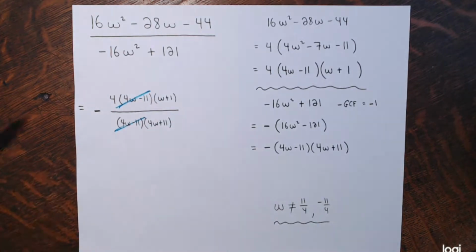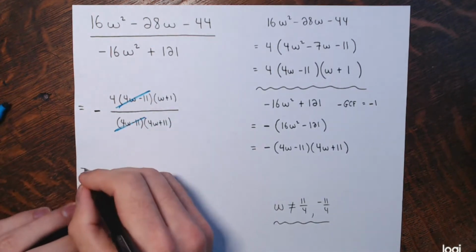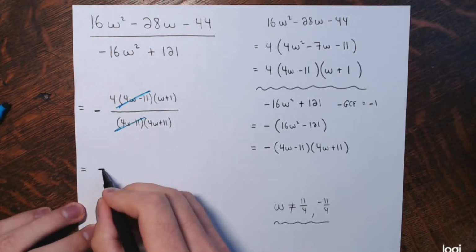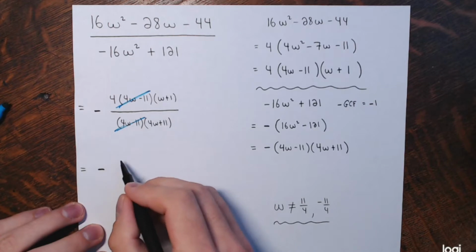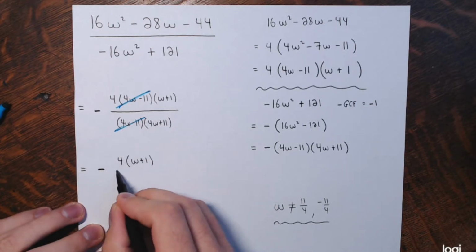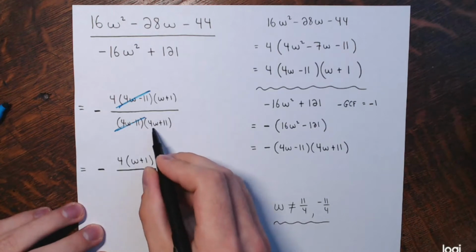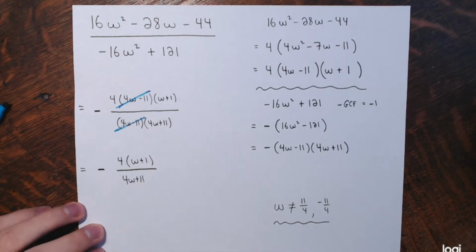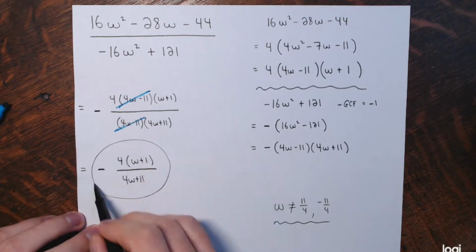All right. So in the end, I have the minus 1 out front, right? Negative 1 that pulled out front. The numerator of the fraction has 4 times the quantity w plus 1 left over. And the denominator is just a single factor, so no need for parentheses around it, 4w plus 11. And here's what I'll enter.